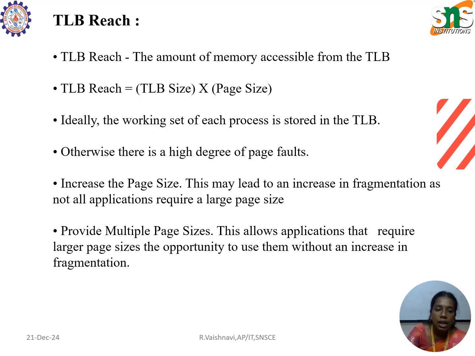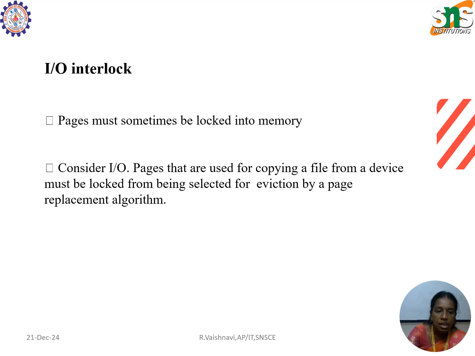Next one is the TLB reach. The TLB reach is the amount of memory accessible from the TLB. The TLB reach is equal to the TLB size times the page size. Ideally, the working set of each process is stored in the TLB, and then we increase the page size. This may lead to an increase in fragmentation, as not all applications require a larger page size.